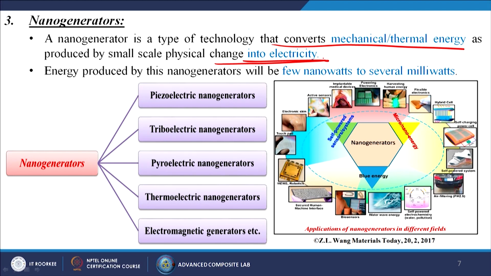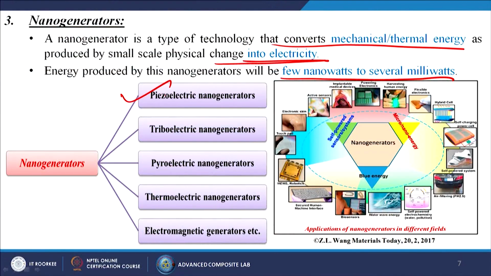Energy produced by this nanogenerator will be a few nanowatts to several milliwatts. Now, nanogenerators are also based on many mechanisms. What are those? The first one is called the piezoelectric nanogenerator. From the name itself we can understand that for making the electricity, or the energy, we are using some kind of piezoelectric material.